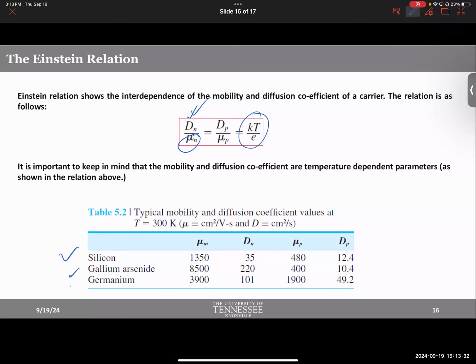And this is often given in your exams, mu n and mu p, Dp and Dn for different materials. They're all experimentally measured. Okay.